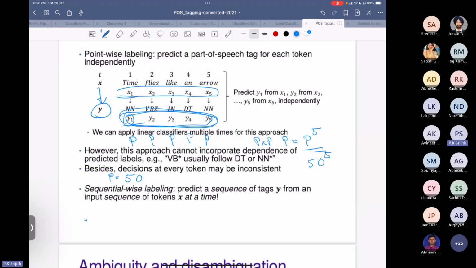And generally, the length of a sentence is not 5, it can be 10 or 15. If on average the length of the sentence is 10, the number of possible classes you may want to consider is 50 raised to 10, which is extremely large, very, very large.